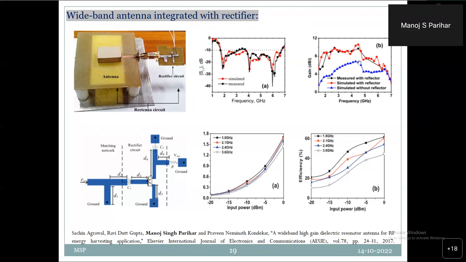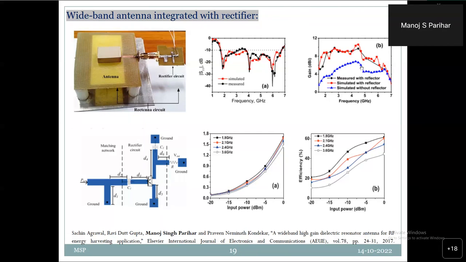You can see here, this is the response of your antenna. To enhance the gain, we have used some kind of reflector plate also. By this, we can enhance the gain of the antenna. You can see by using this reflector, you can have enhanced gain. This one is for the gain without the reflector. This red one is with the reflector. You can see there's a reasonable improvement in the gain response.